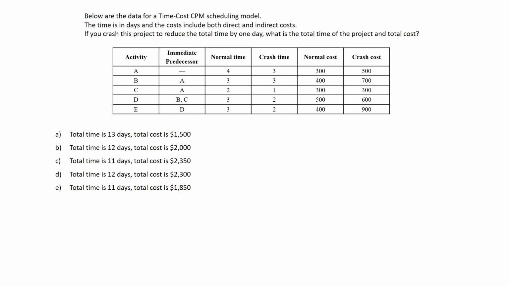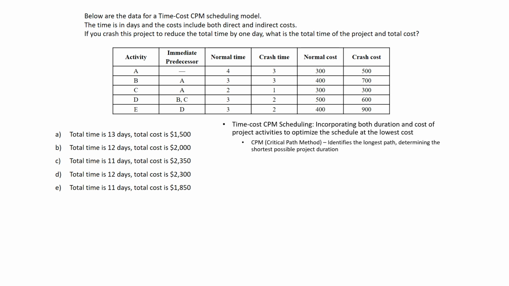Here are a few homework 5 questions we may consider about time cost CPM scheduling model analysis. Now, the first question here is to find the total time of the project and the total cost.